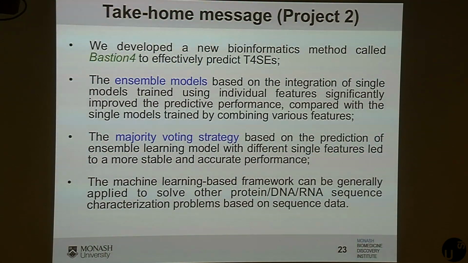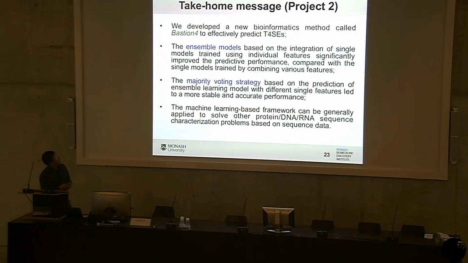So for this project, we developed a new bioinformatics tool called BImBS, focusing on identifying effector proteins of bacterial secretion systems, type 4 and type 6. And we are also trying to develop an integrated informatics package that focuses on integrating all the different types of secretion effectors. The voting strategy and ensemble model, we show, lead to the best predictive outcome. Again, this machine learning framework can be generally applied to solve other protein, DNA, and RNA sequence characterization problems based on sequence data.